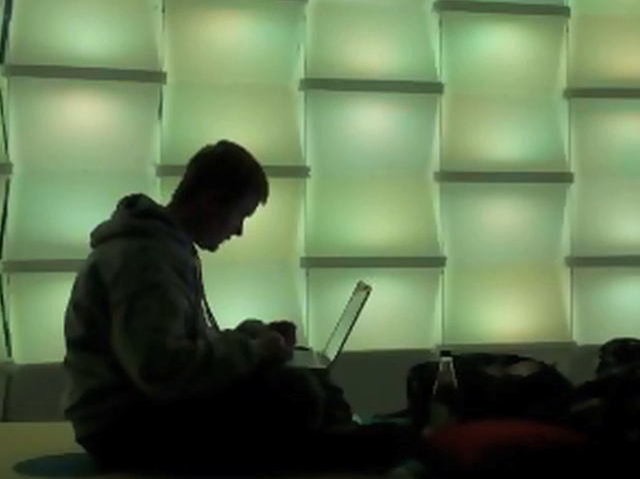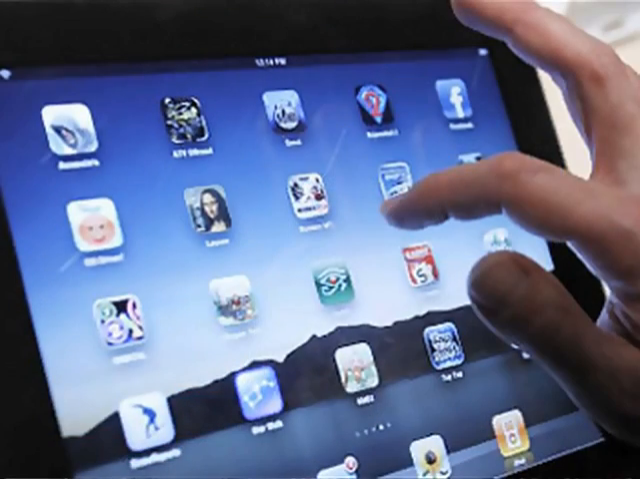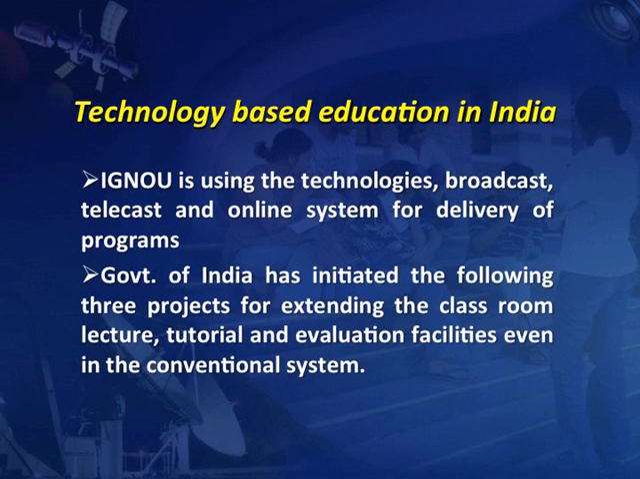Before we go to the details of individual aspects of e-learning, ICT learning and mobile learning, we will see what development has taken place in India. IGNOU is using the technologies in case of broadcast, telecast and online system for delivery of programs. You all know Indira Gandhi National Open University is one of the largest distance education universities, established in the year 1985, having more than 100 regional centers and 2000 study centers across the country and across the globe. So, there the use of technology is very much pertinent, very much required.